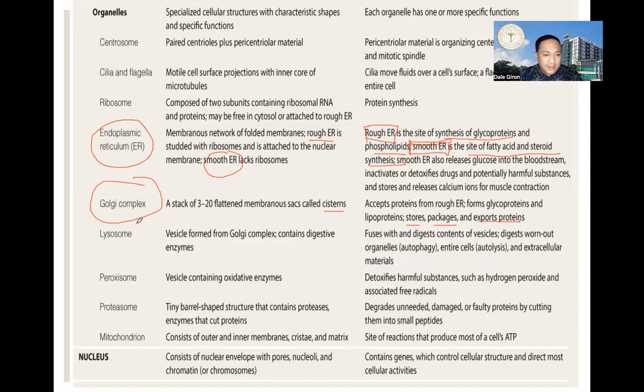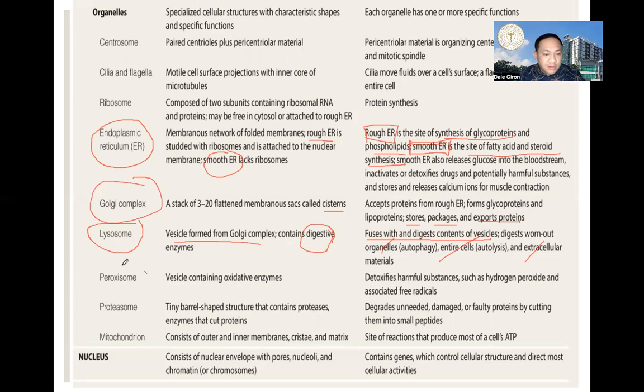Okay. Next are your lysosomes. Your lysosomes are vesicles that are formed from the Golgi complex and contain digestive enzymes. And these digestive enzymes will help the cell to digest the contents of this vesicle, digest worn out organelles, digest the entire cells, for example, and digest some extracellular materials going from outside to the inside of the cell as well.